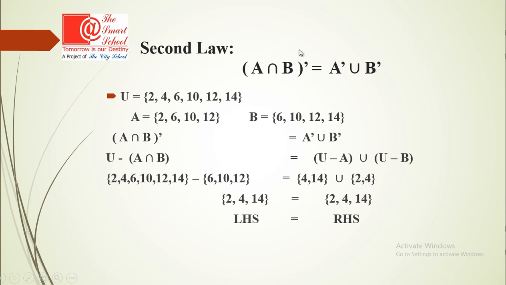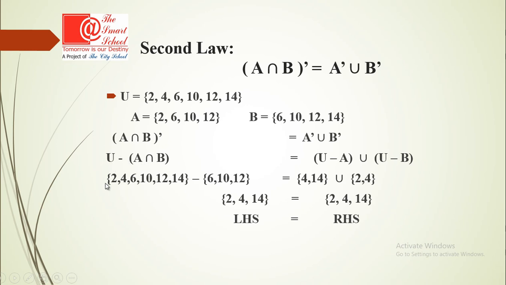Okay, now the second law of De Morgan is A intersection B complement is equal to A complement union B complement. Now we will prove. Universal set is 2, 4, 6, 10, 12 and 14 in it. A has 2, 6, 10 and 12 in it, and B has 6, 10, 12 and 14. When we find A intersection B, and then we will make its complement, we will minus it from universal set.